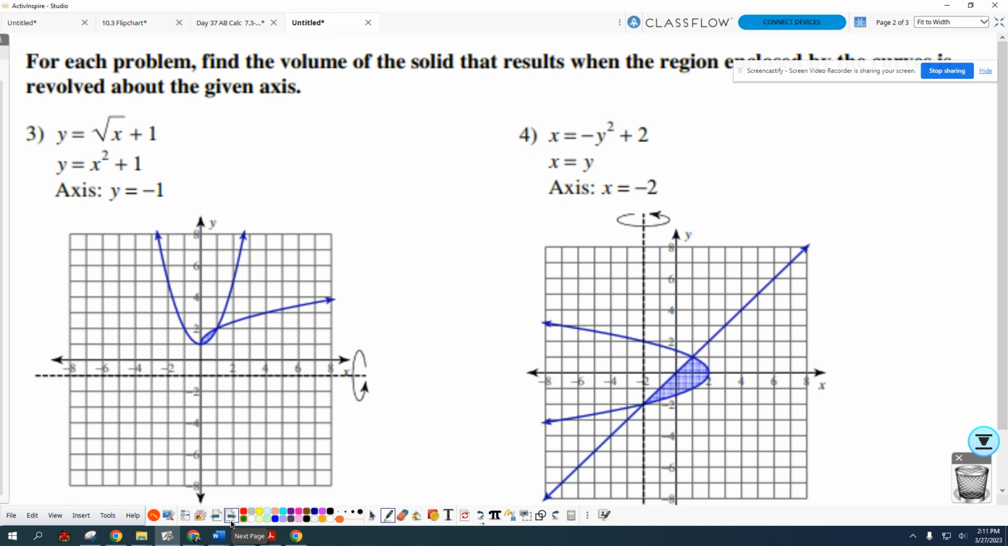Can you guys set up on number 3? Try. Like, is it a solid thing? Or is it a thing that has a hole drilled in it? If it's a thing that has a hole drilled in it, find the big radius, find the small radius.